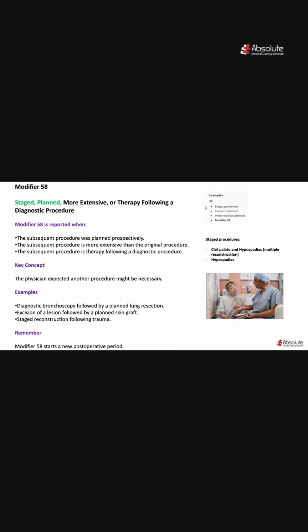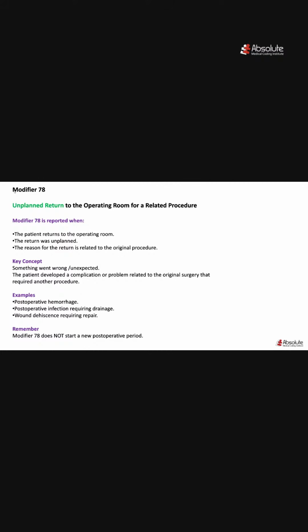Now that we know what modifier 59 is, the opposite of modifier 58 is modifier 78. All right, so modifier 78, the key words are unplanned return to the OR for a related procedure. So you're in the post-operative period, you're in the global period, then you have an unplanned return. That patient's returning to the OR.